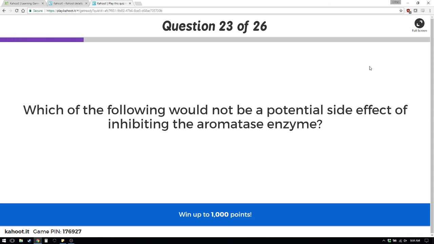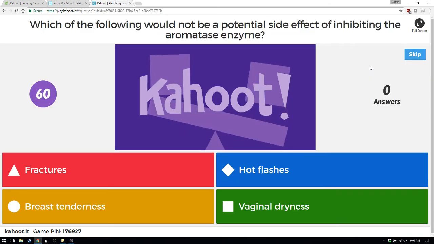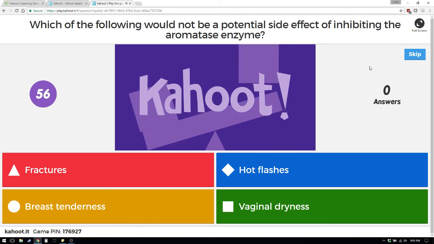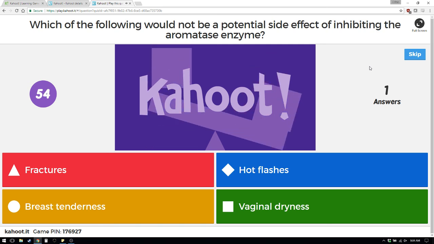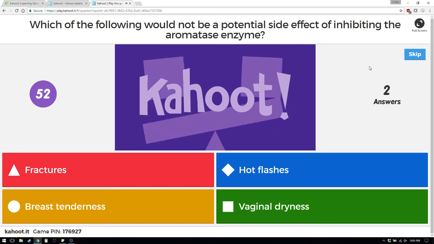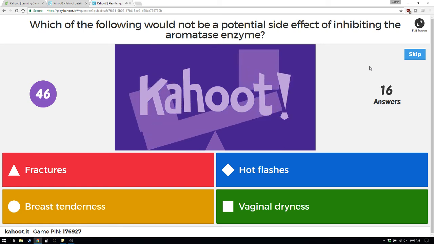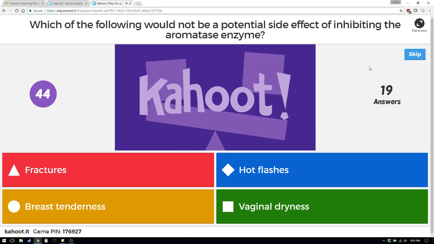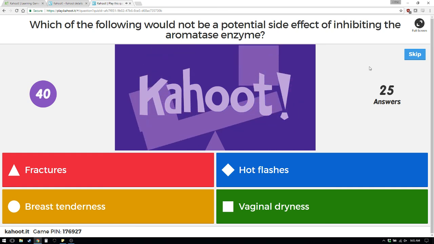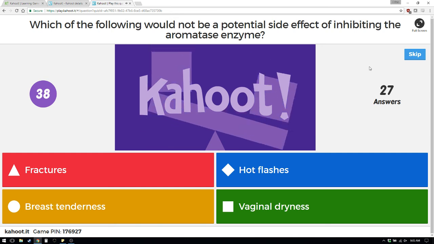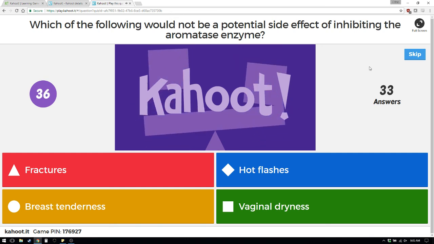Which of the following would not be a potential side effect of inhibiting the aromatase enzyme? I do a lot more not questions in the reviews than I do for the actual test, but not a potential side effect of inhibiting aromatase, or inhibiting something. What would not be caused by that? Yes, kind of like a double, triple negative. First question though, what is aromatase?